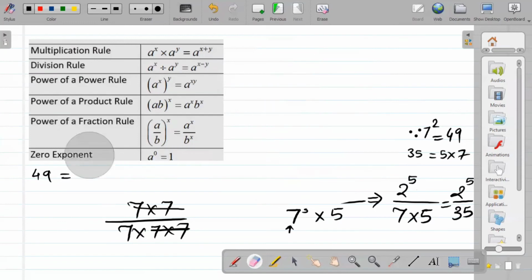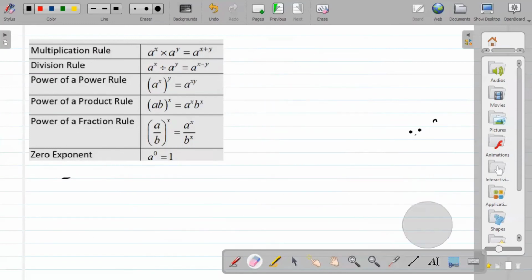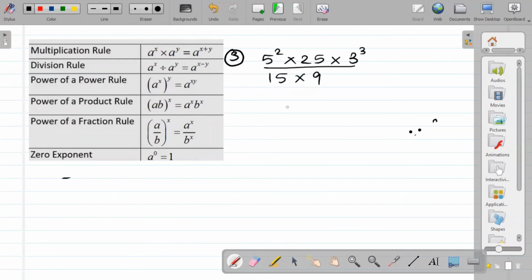Let me raise this question. If I'm having one question, third question, that is 5 square multiplied by 25 multiplied by 3 raised to 3 divided by 15 multiplied by 9. Okay. Now, how to solve this particular question, that we will see.